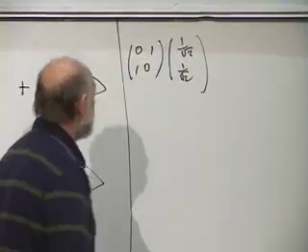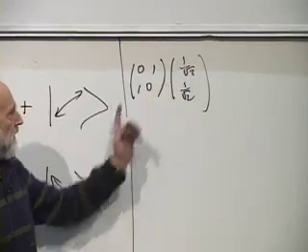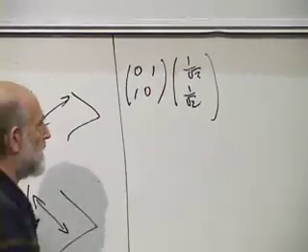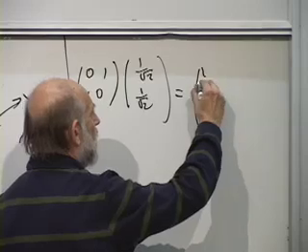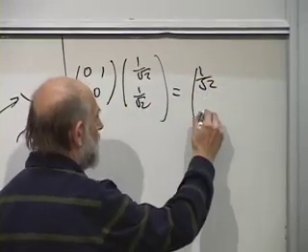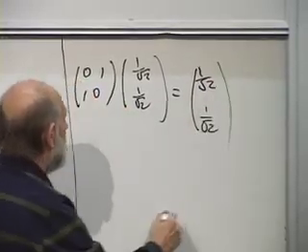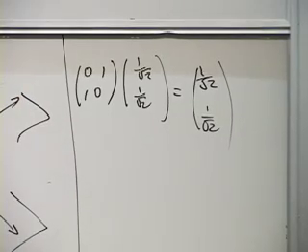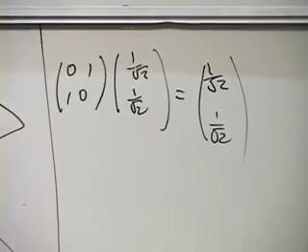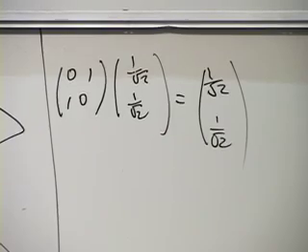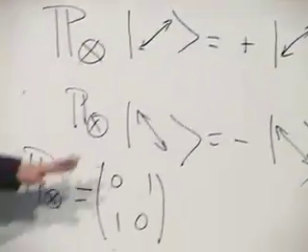To give, let's see what it gives. 0 times this is 0. 1 times this is 1 over square root of 2. 1 over square root of 2. Check that. Okay. So first of all, when it hits this vector, it gives back the same one. Let's see what happens when it hits the other vector.